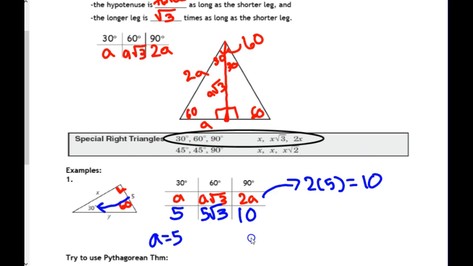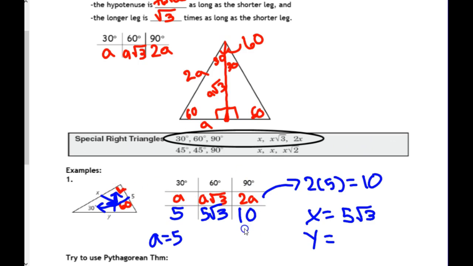Okay? Now we want to get in the habit of answering the question. And the question is, what is X, what is Y? So X equals, let's think about this. What is X across from? 60. So look at 60. What's below 60 right here? 5 square root of 3. And I'm going to make that look nicer if I can. So 5 square root of 3. And then Y equals, Y is across from what angle?